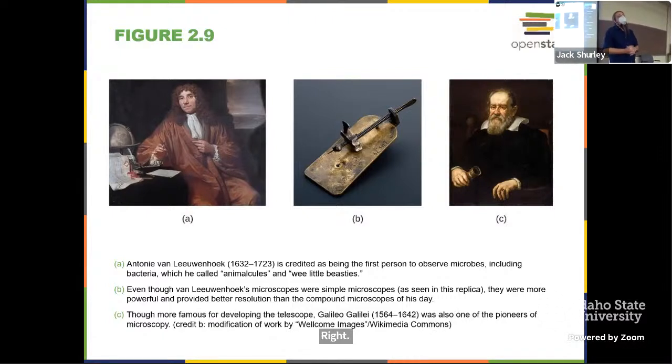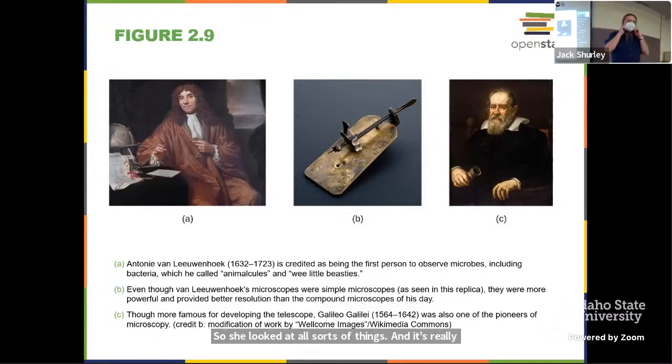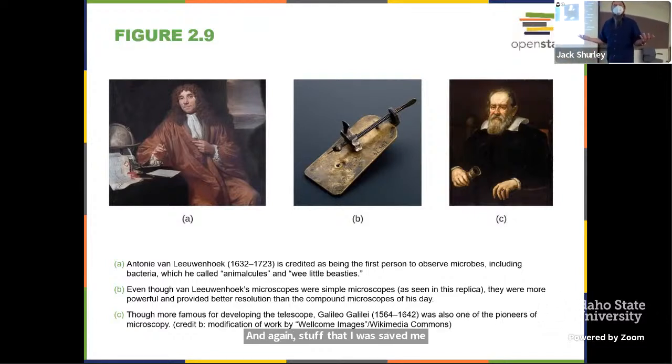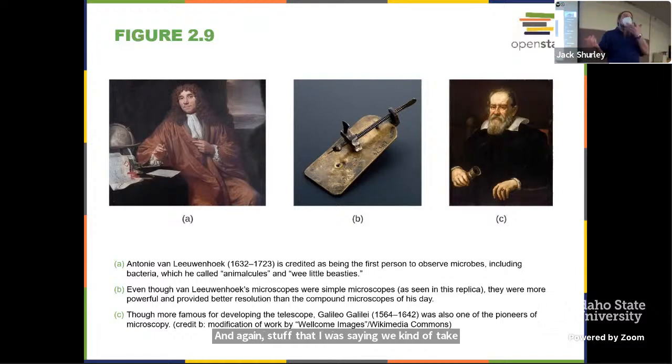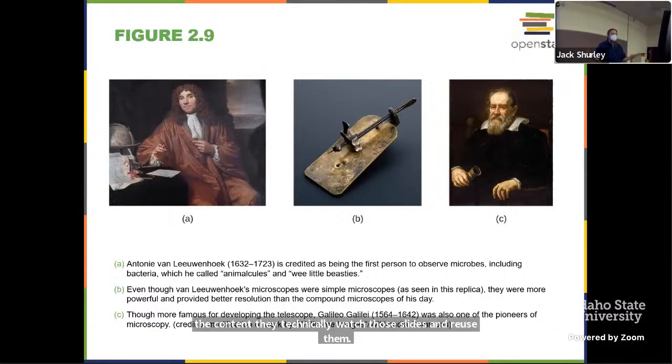So he looked at all sorts of things, and it's really impressive to me. And again, stuff that I would say we kind of take for granted. We slap something on a glass slide, we look at it, and we get rid of it, right? We put it in the container. They technically wash those slides and reuse them, but they just get rid of it. We don't care about it, all right?